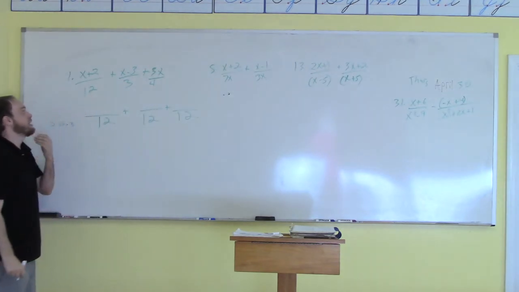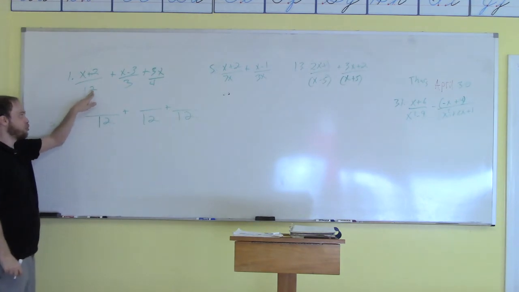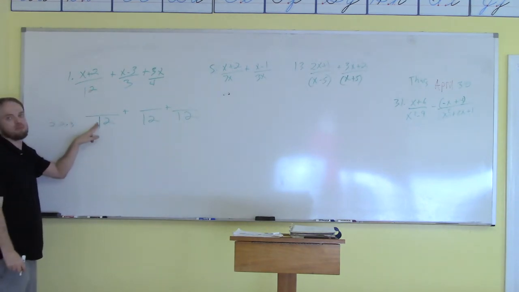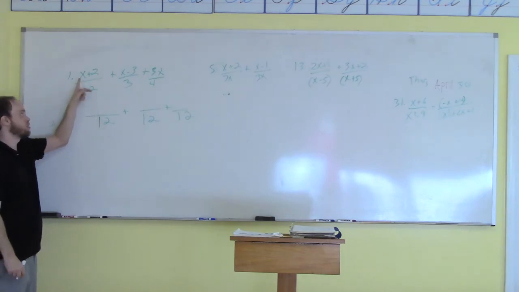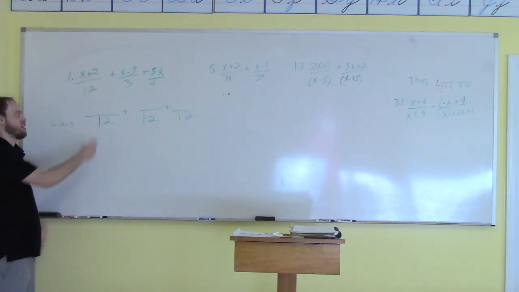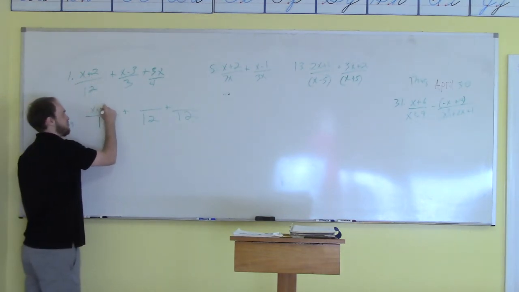Okay, so the question is, what do I do to a 12 to get to a 12? Nothing, it's just multiplied by 1. So you would just multiply the top by 1. So it's just x plus 2. That one stays the same.